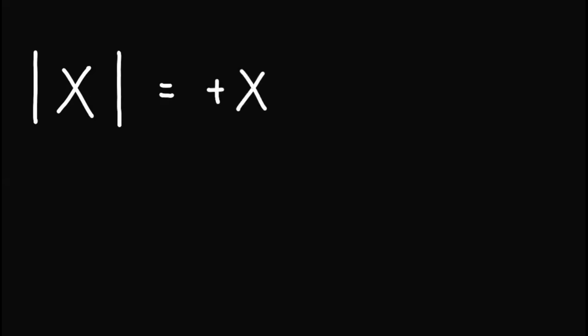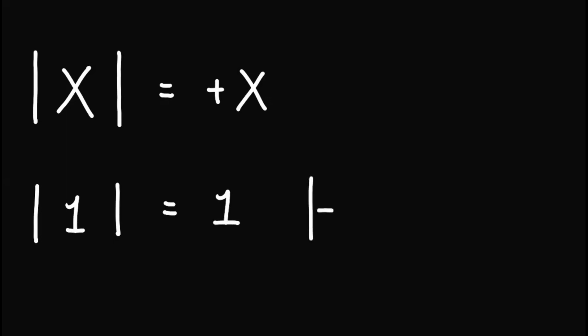So for instance, if we have a real number x and we get its absolute value, the absolute value is represented by these two vertical lines. What this means is that we take the positive value of x. So for instance, if we have 1 out here, then its absolute value is given by the positive value of 1, which is 1.